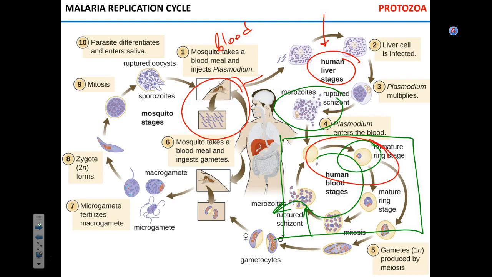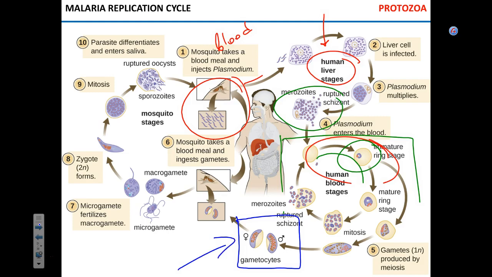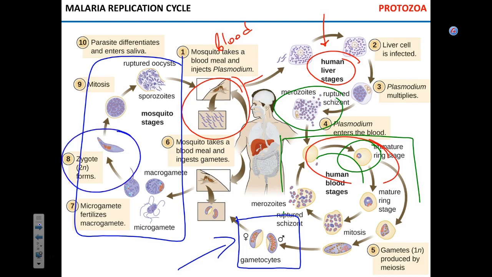Now, what else? One important stage that happens in humans is that some Plasmodium cells actually go through meiosis, in the right bottom corner, and they produce gametes. Can you see the gametes? Or gametocytes. So gametocytes are acquired by the mosquito. When 2 gametes fuse, what is formed? A zygote, right? And the zygote develops into the adult Plasmodium. Does that make sense? So you have a diploid Plasmodium that goes through all these stages.